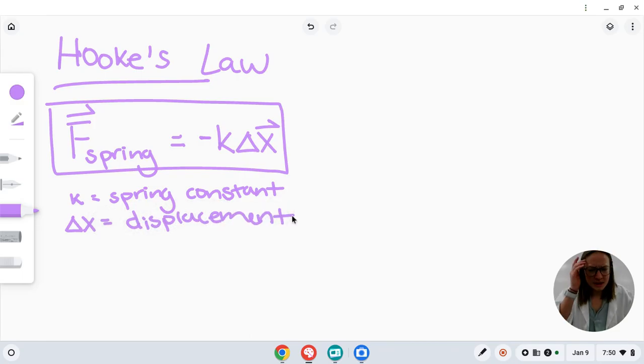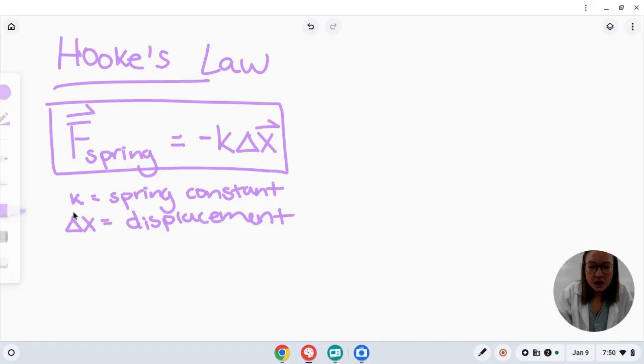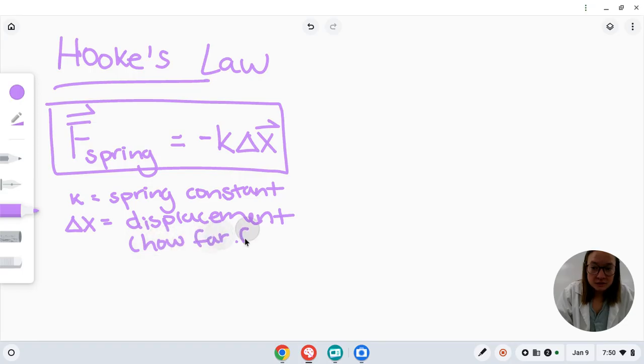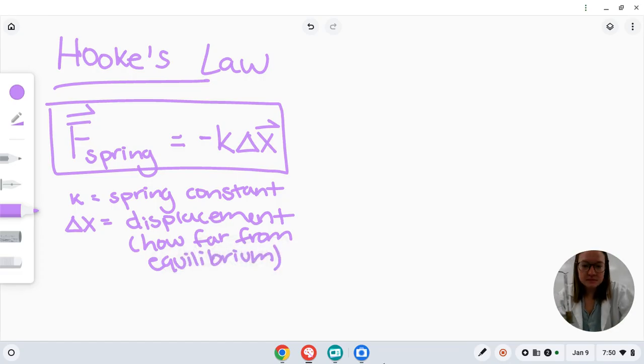This should also make some sense to you. When we talk about displacement, we're talking about how far from equilibrium, or from the spring's resting position. Here's something that should make some degree of sense to you.